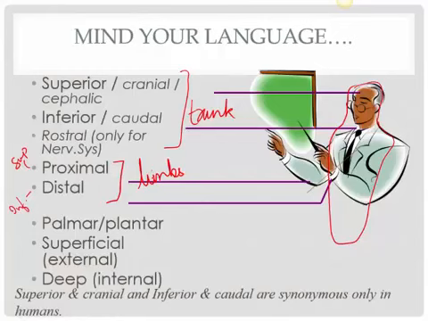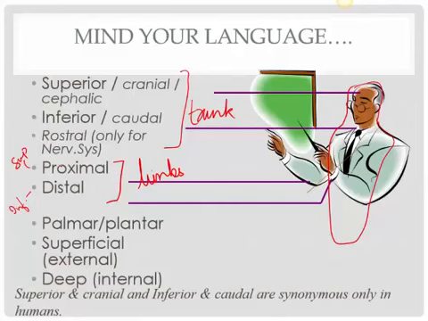For example, your entire upper limb is attached to the torso at the shoulder. Your entire lower limb is attached to the torso at the hip. So anything closer to the shoulder in the upper limb would be called proximal, as compared to anything which is further away from the shoulder, that would be called distal. For example, my elbow is proximal to my wrist. The fingers are distal to the wrist and the elbow.